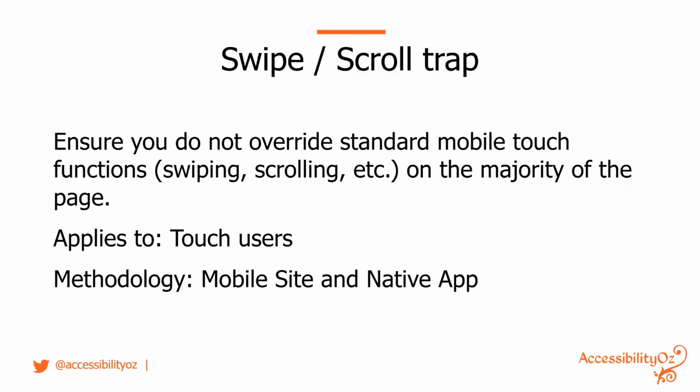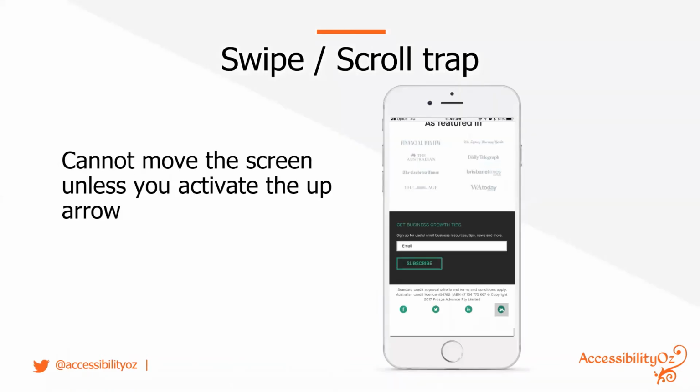The next trap is the swipe scroll trap. Ensure you do not override standard mobile touch functions, such as swiping, scrolling, etc., on the majority of the page. Now, this applies to touch users, and the methodology is both the mobile site and native app. So this here is an example of a swipe scroll trap where you are at the bottom of this page and you actually can't swipe up the page. The only thing that works is activating this little arrow in the bottom right hand corner that will take you to the top of the page.